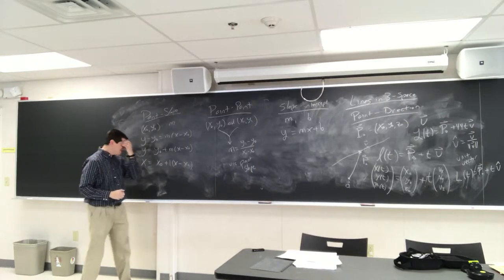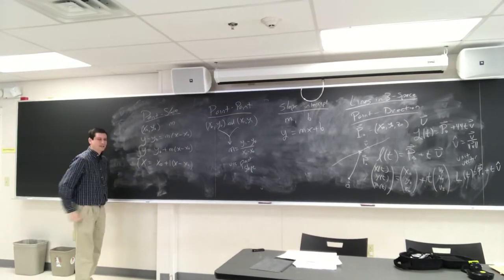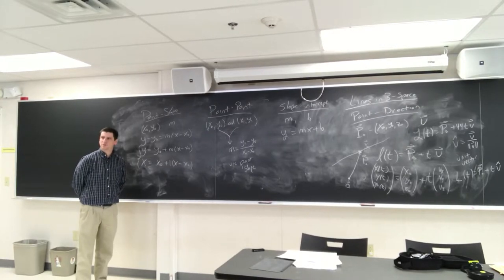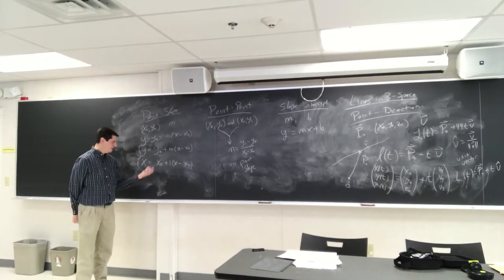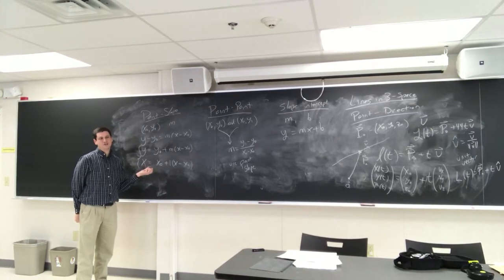I want to write it like this so that it looks a lot more like our vector equations. I'm trying to motivate where something comes from. Is this second equation really worth celebrating in junior high? x equals x naught plus 1 times x minus x naught. What is the right-hand side reduced to? x. x equals x. Okay?